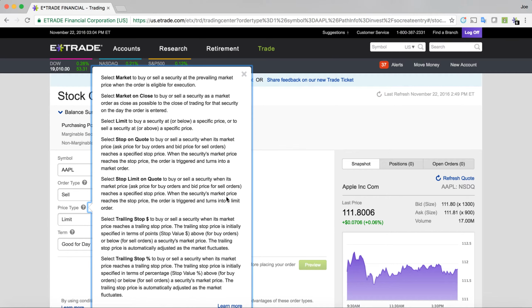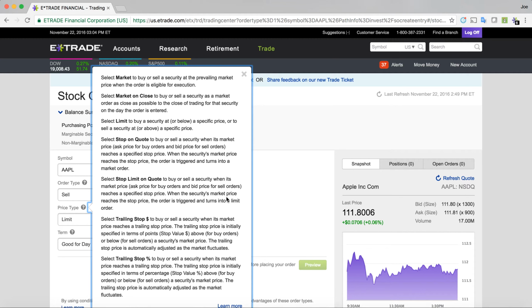Select stop on quote: buy or sell a security when its market price reaches a specific stop price. When the security's market price reaches that stop price, the order is triggered and turns into a market order. Similarly, stop limit on quote is to buy or sell a security when its market price reaches a specified stop price. When the security's market price reaches the stop price, the order is triggered and turns into a limit order.